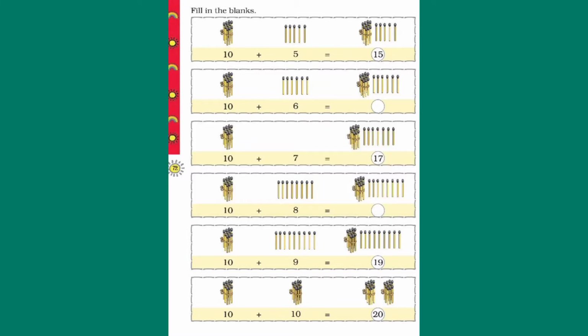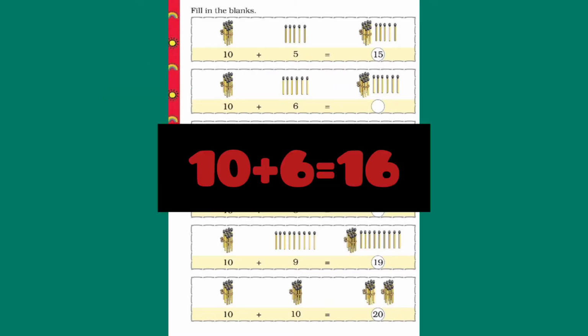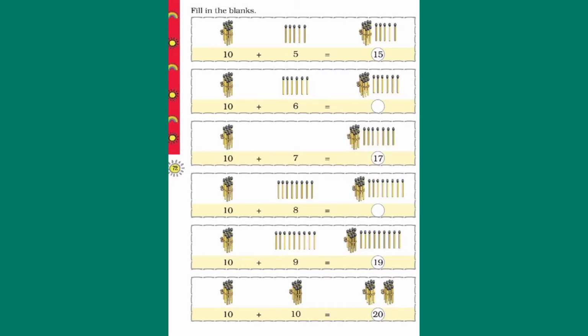Then coming down, 10 matchsticks. The bundle is made up of 10 matchsticks. Plus we have to add 6 more matchsticks. 10 plus 6 is equals to 16. Dear children, 3 more are done for you. You have to do only one. 10 plus 8. I hope that you can do it on your own.